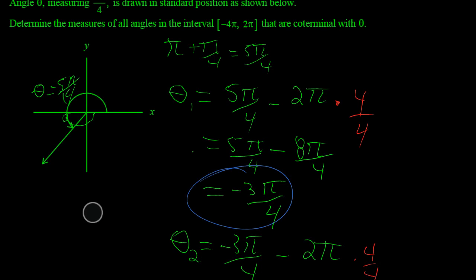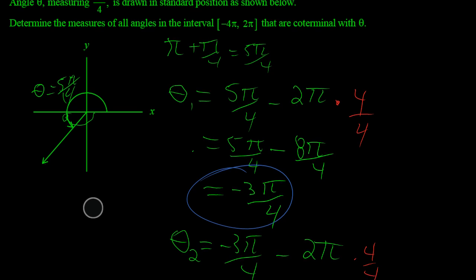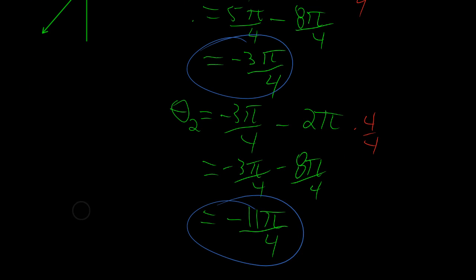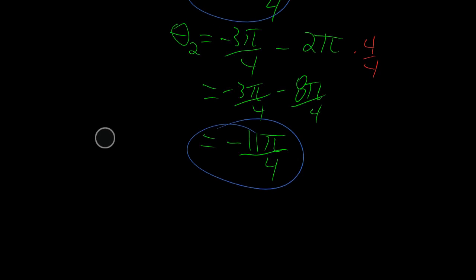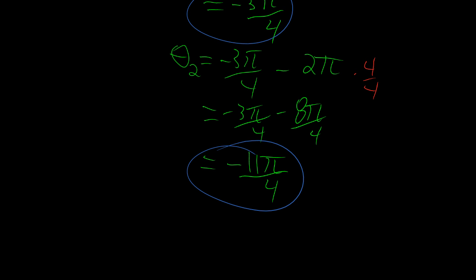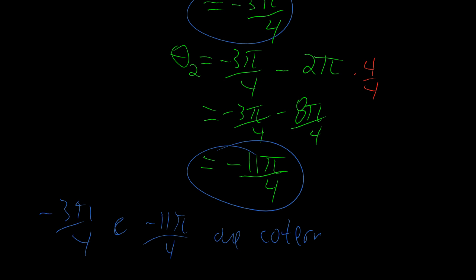So just to make sure, determine the measures of the angle. Let's just write it in a sentence. Negative 3 pi over 4 and negative 11 pi over 4 are coterminal, meaning they stop at the same place. Coterminal with 5 pi over 4.